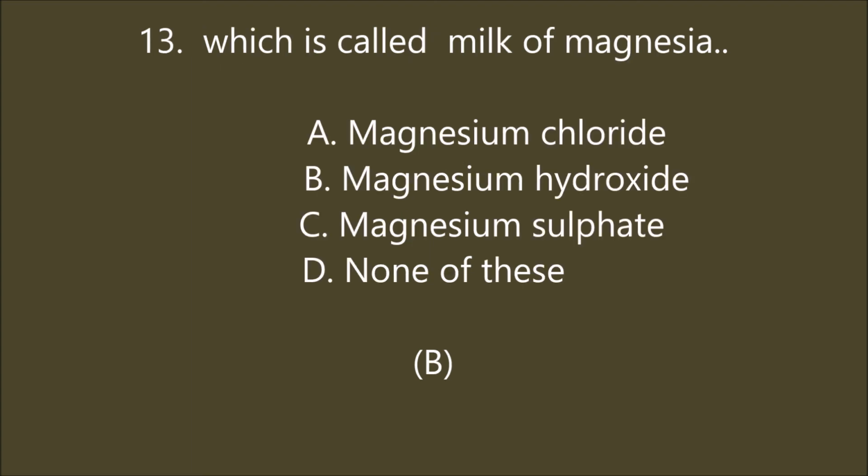Which is called milk of magnesia? Magnesium chloride, magnesium hydroxide, magnesium sulfate, none of these. B is the right answer, that means magnesium hydroxide is called the milk of magnesia.